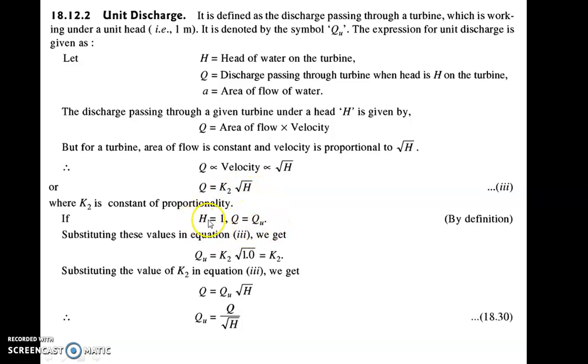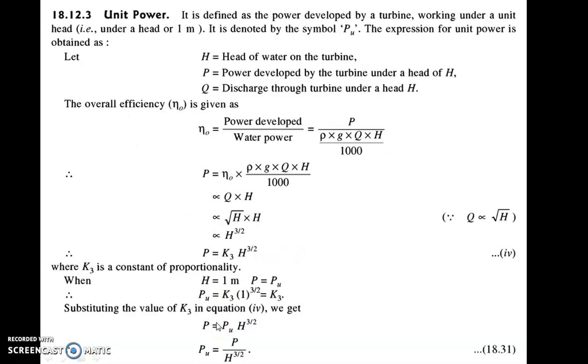So again, putting h is equal to 1 meter, you put Q is equal to QU, the unit discharge. So QU will be equal to K2 under root of 1 meter, so K2 will be equal to QU. Putting the value of K2 in the original formula, Q is equal to K2 under root H, you will get Q is equal to QU into root H. So you will get QU is equal to Q upon root H.